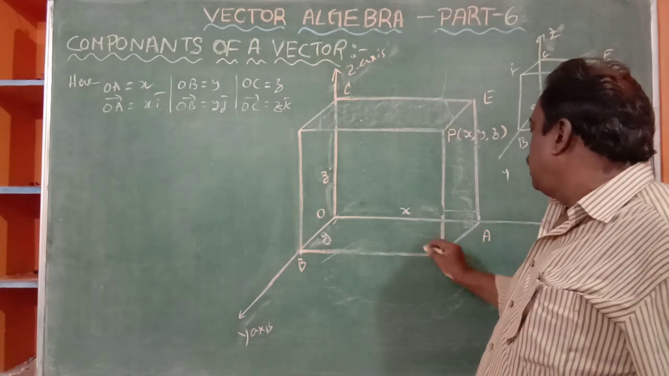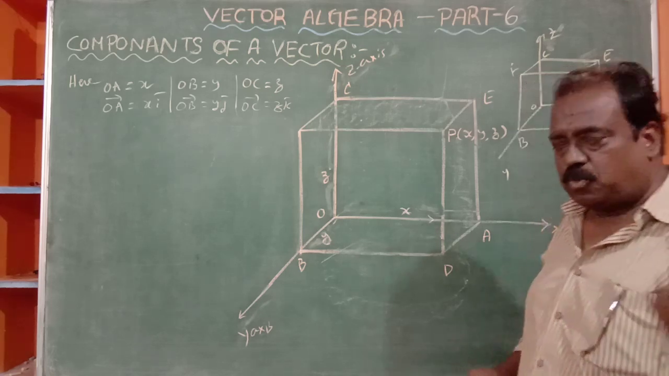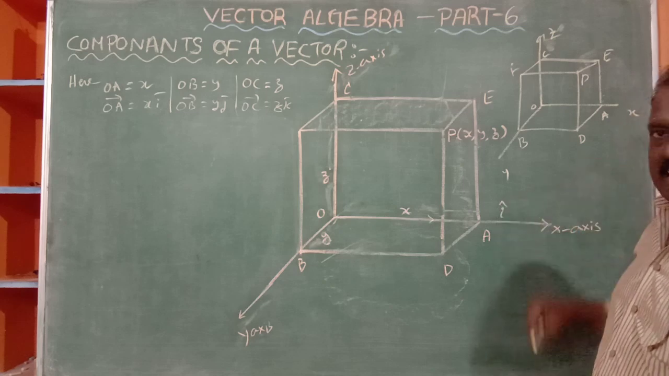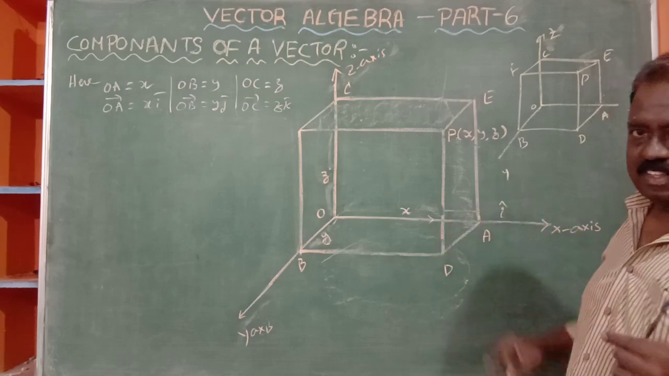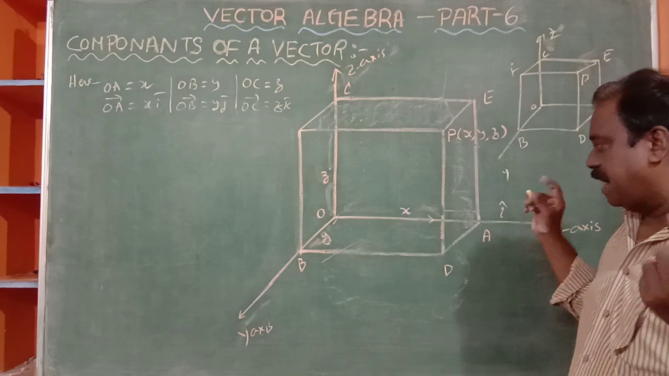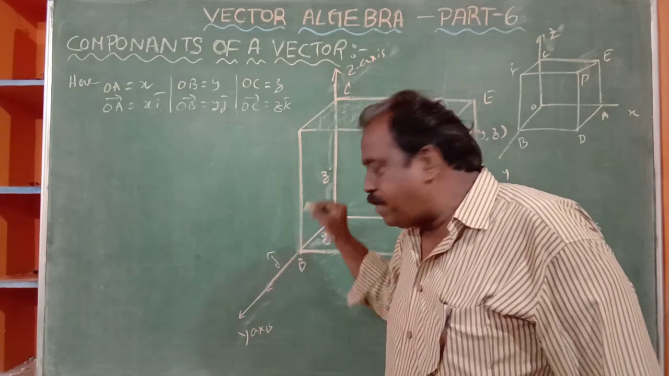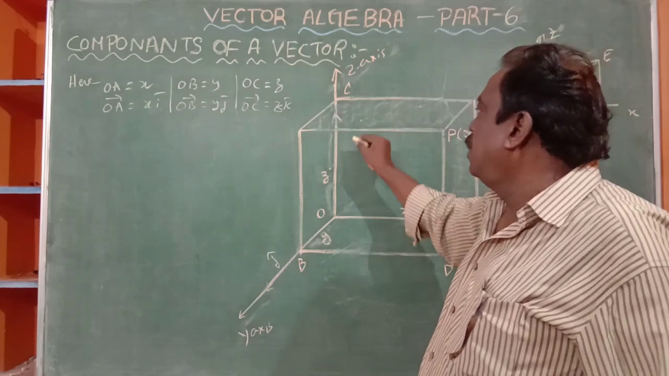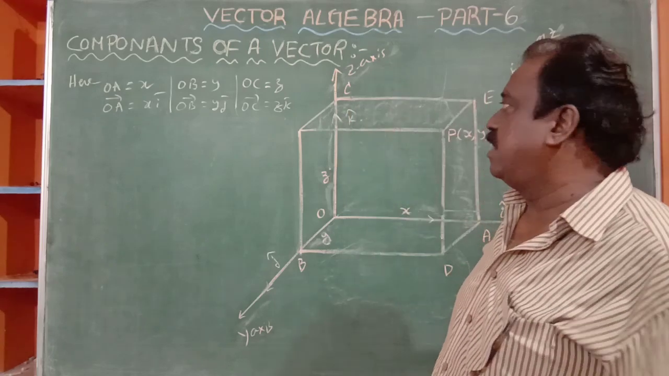But I need the vector OA. Here is a small thing. On the positive x-axis, i cap is a unit vector. Unit length, that direction, O to x is the direction. i cap is a direction, 1 unit length. On the y-axis, j cap is a unit vector. Similarly, on the z-axis, k cap is your unit vector.